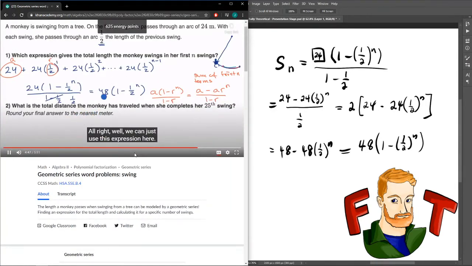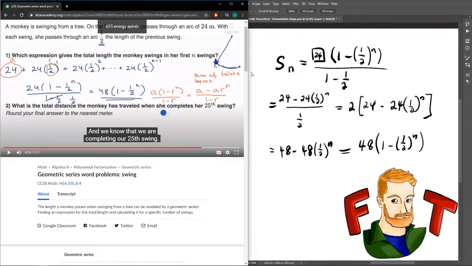All right, well, we can just use this expression here, and we know that we are completing our 25th swing. Okay, well, actually, let's just ask the question here. So what is the total distance the monkey has traveled when she's completed her 25th swing? Okay, so basically, n equals 25.